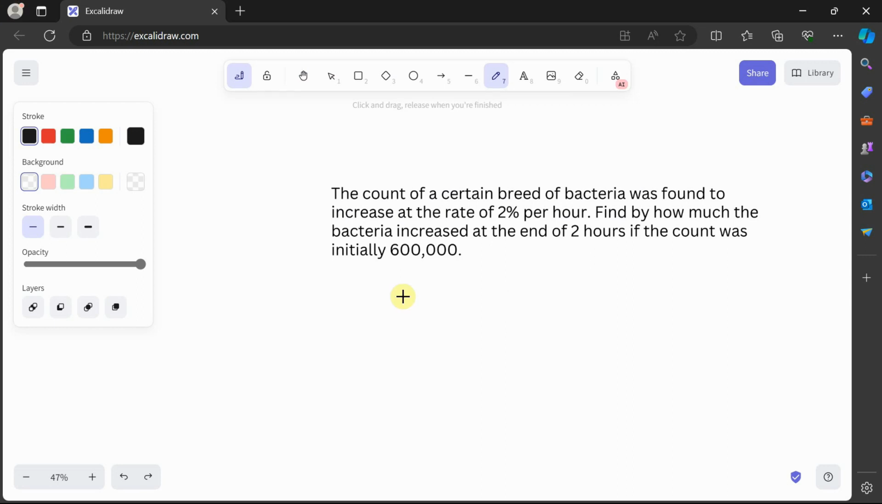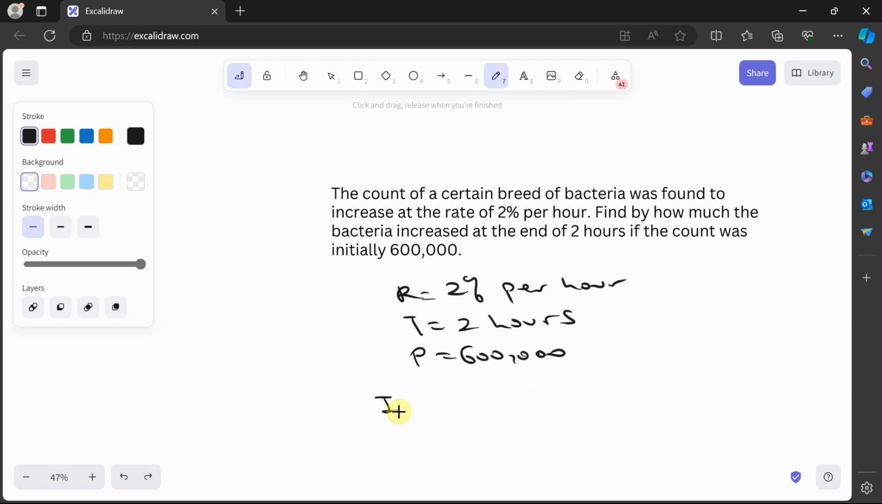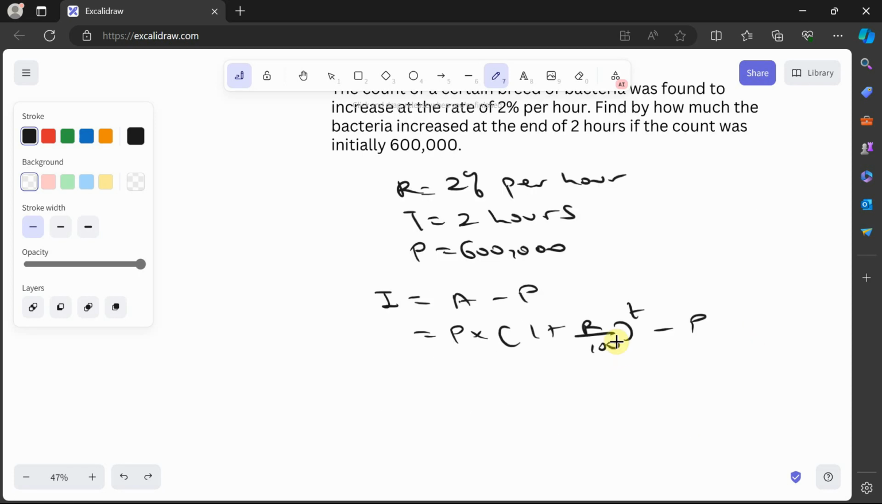What do we know? We know that the rate is 2% per hour. We want to find the increase after T is 2 hours if the initial count P was 600,000. So this is hours, that is fine, they're both in the same unit. So the increase, which is like simple interest, will just be the amount minus the principal. The formula for the amount is P times (1 plus R over 100) raised to the power of T, then minus P. You see, I'm not using 100N because these are hours, there is no disparity.